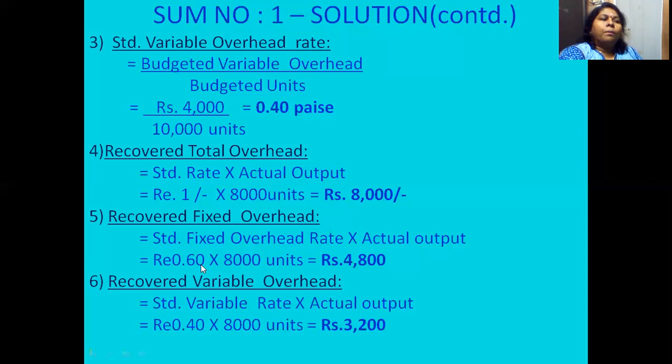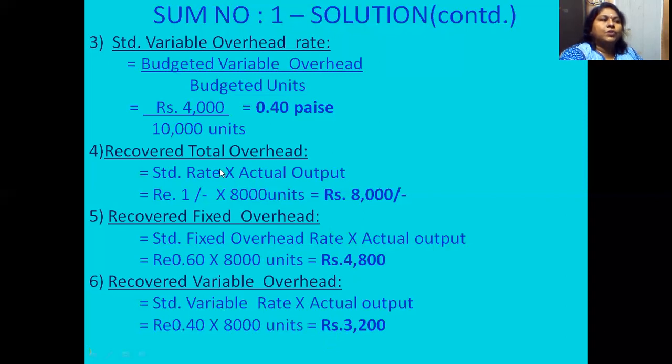So multiply 65 paise into 8,000 units, and you will get rupees 4,800 as the required fixed overheads. The same way, we have to calculate the required variable overheads by applying this formula. What is the standard variable rate? We already calculated 40 paise. So 40 paise into actual output, which was 8,000 units, gives the answer as rupees 3,200.